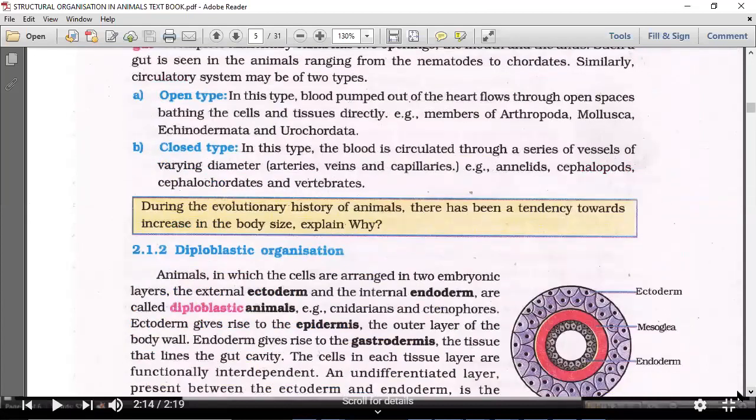Okay. During the evolutionary history of animals, there has been a tendency towards increase in the body size. We have a question here: during the evolutionary history of animals, there has been a tendency towards the increase in the body size. Explain why. With the basic information, there are so many reasons present.